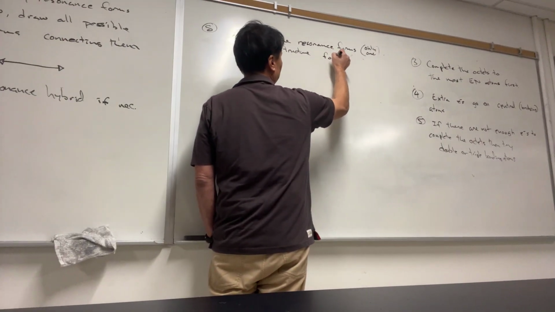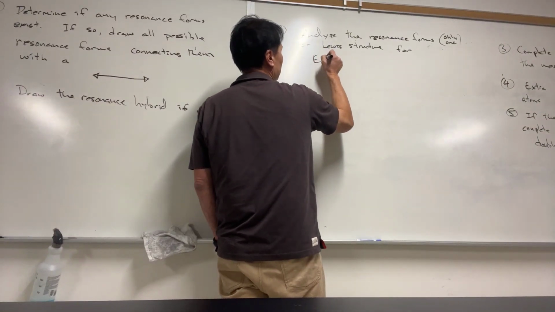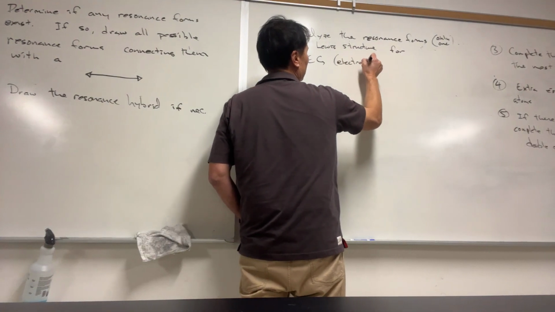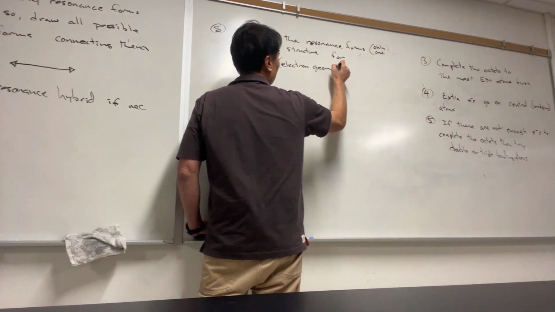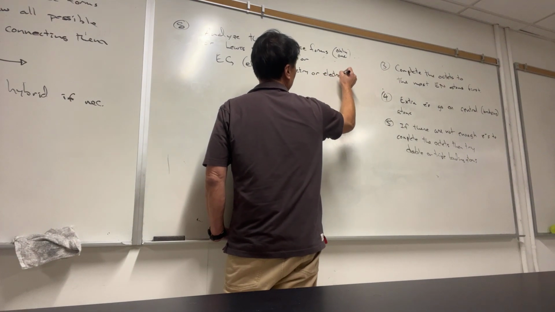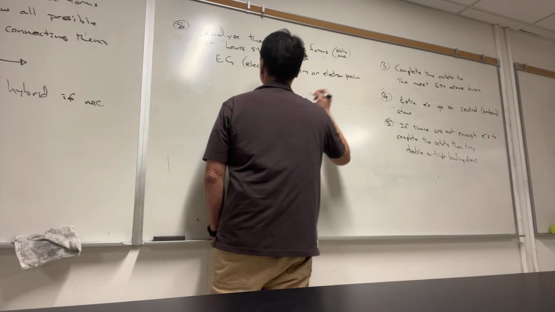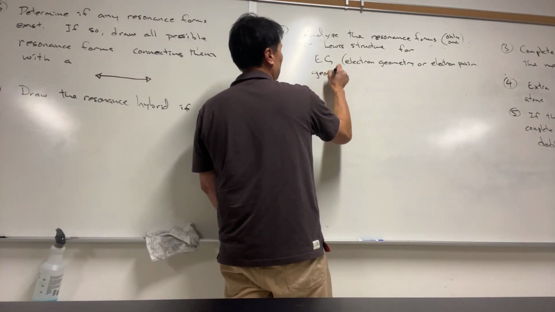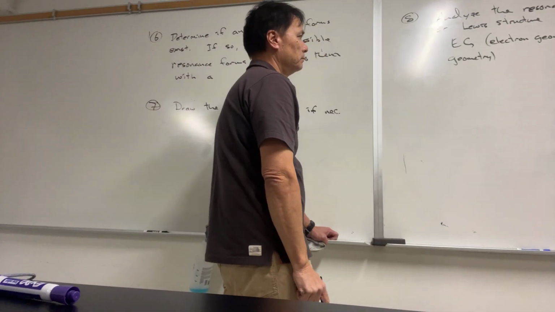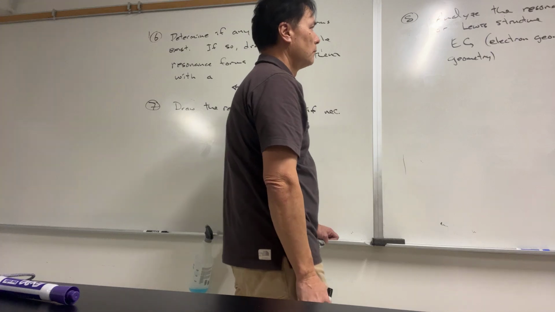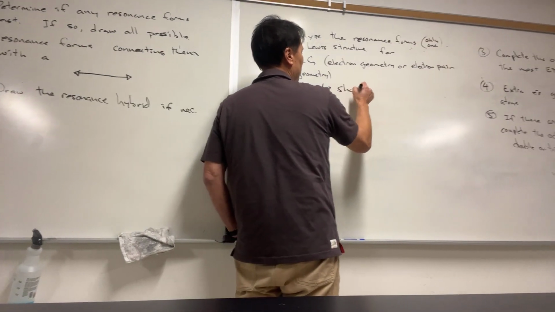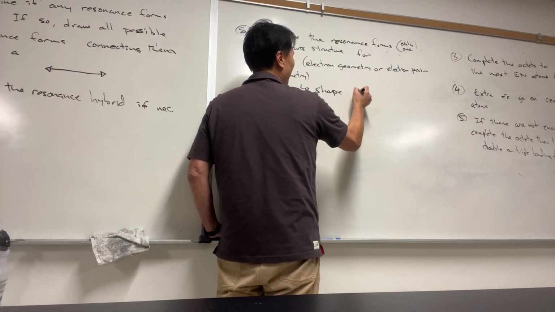For electron geometry, EG. EG is electron geometry or electron pair geometry. And so when we analyze this, we look for two things. We look for the shape of the electron geometry and the angles.